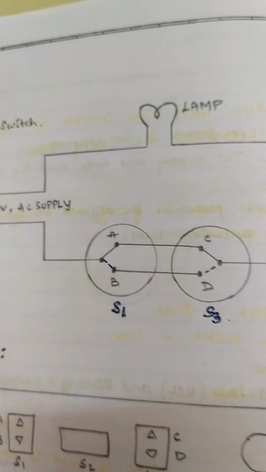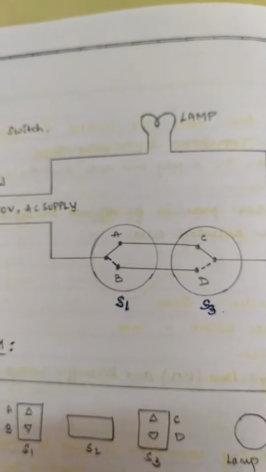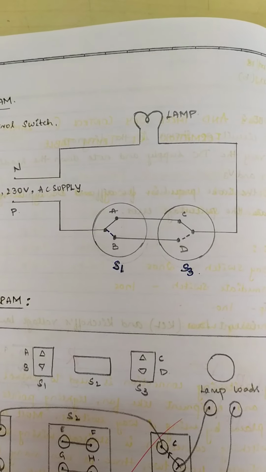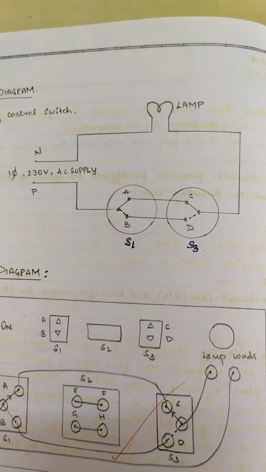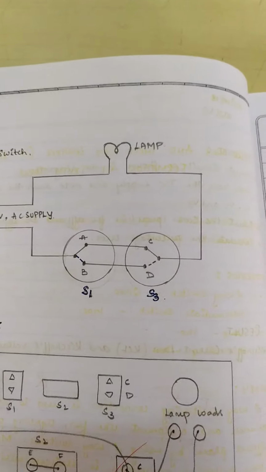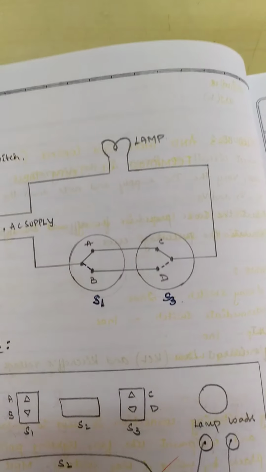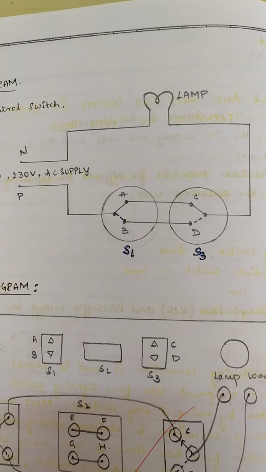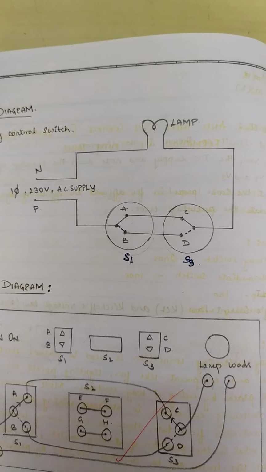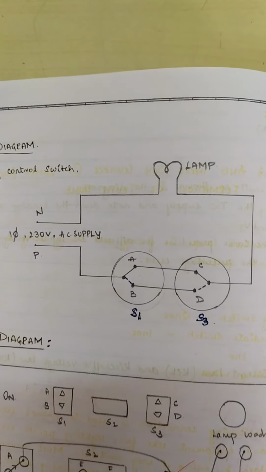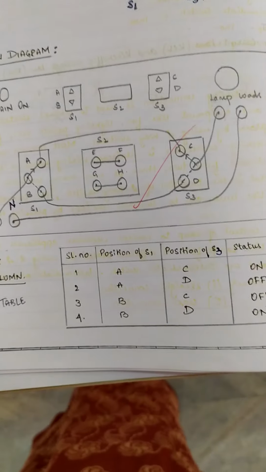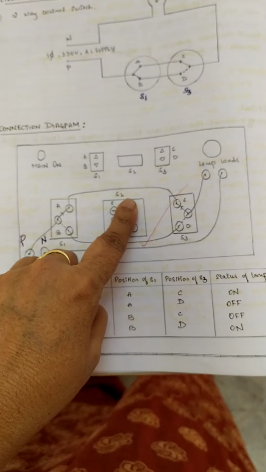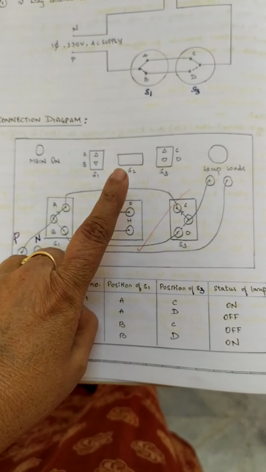Now this is the circuit diagram we are using for two-way connections. See here we have a single phase AC supply. This is the circuit diagram used for two-way control of lamps, and this is the connection diagram we are using, which is on the module.